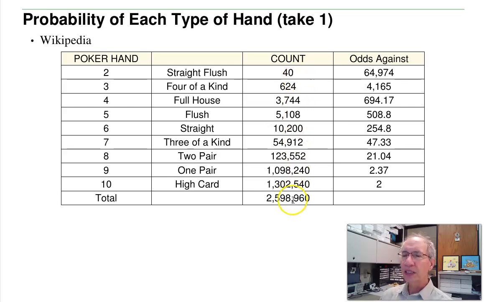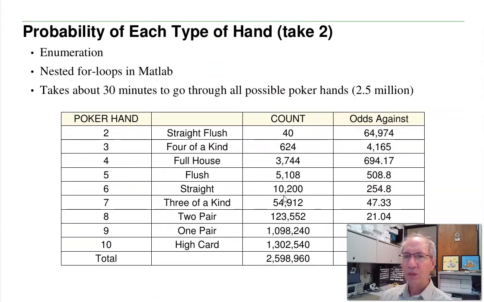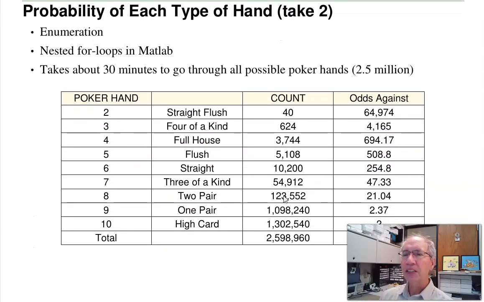Well, the total number of hands is 2.5 million, so the probability, assuming all hands are equally likely, say for a straight flush, would just be 40 divided by 2.5 million, which is 69,974 against. This is what I can find from Wikipedia. If I do enumeration, I'll get exactly the same answer, except it'll take me about 2 minutes to run the program.